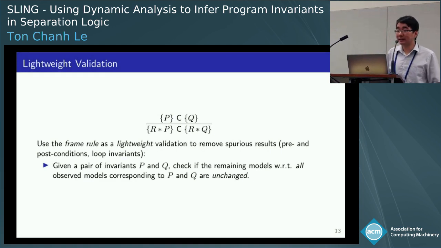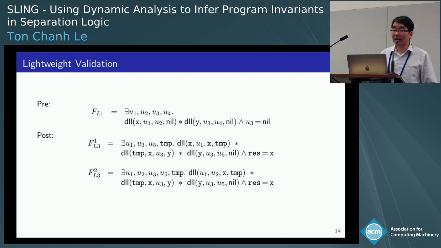And now we want to validate our results to remove spurious results. So we use a frame rule from separation logic as a lightweight validation to remove spurious results. Given the fact that if we have a pre-invariant and a post-invariant of a code C, then if we add the same frame R into them, it's still a valid pair of pre-invariant and post-invariant.